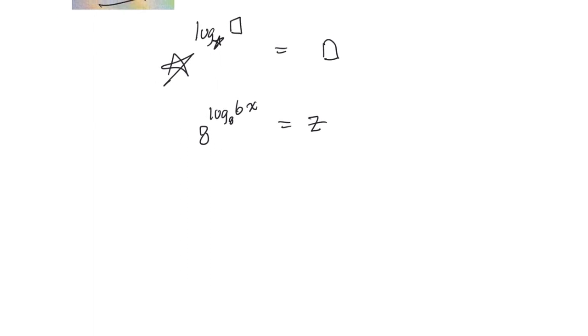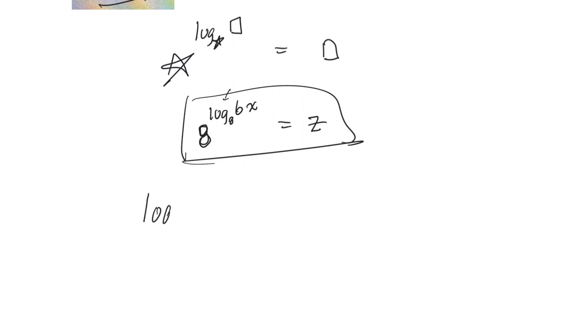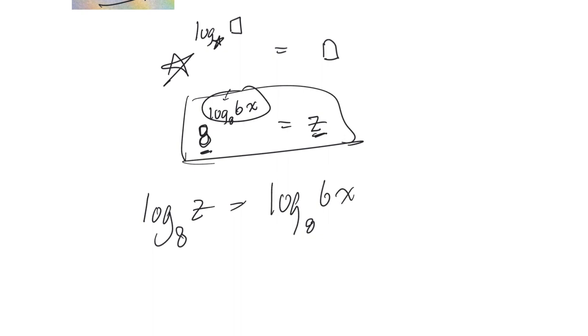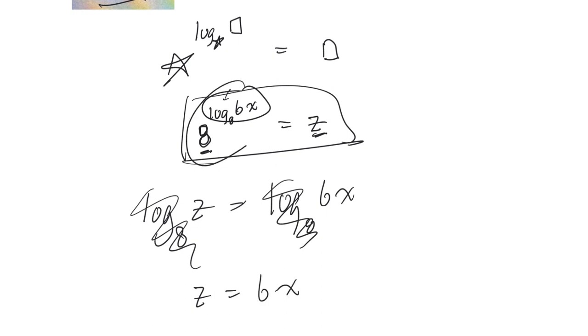So if I were wanting to change this equation, right now it's in exponential notation. If I wanted to change it to log notation, there's already a log there, but that's up in the exponent. So if I wanted to change it to log form, it'd be log base 8 of z is equal to whatever's up in the exponent, log base 8 of 6x. So when you look at this now, it's log base 8 of z equals log base 8 of 6x. I can drop the logs. So therefore, the answer, this whole thing, or z, is just 6x.